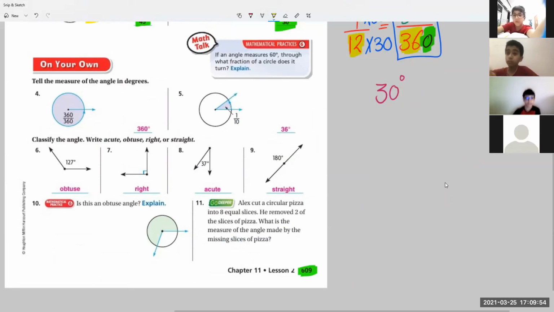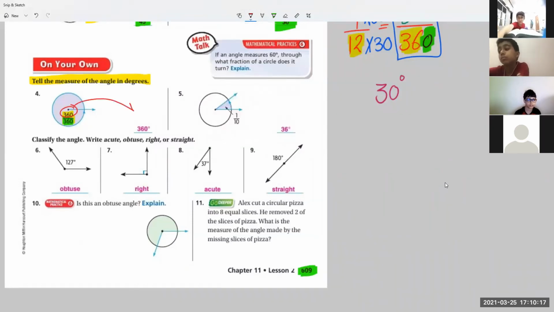Yes, teacher. Okay, tell the measure of the angle in degrees. So we have one full turn, 360 over 360. Do we have 360 in the denominator? Yeah, we have the same. So the denominator is 360. So all we have to do, we're gonna take the numerator and put it here, but it's actually the same as the denominator.